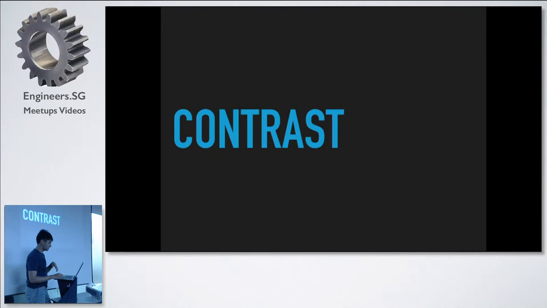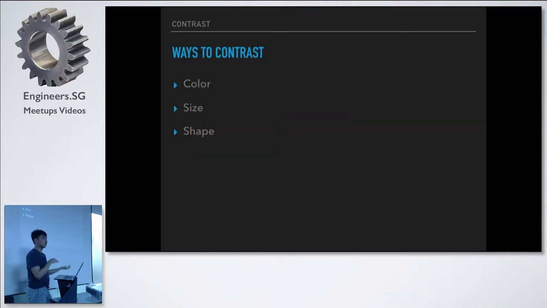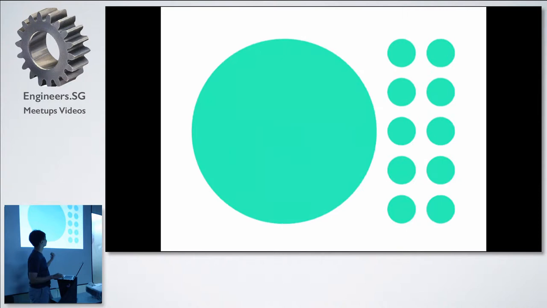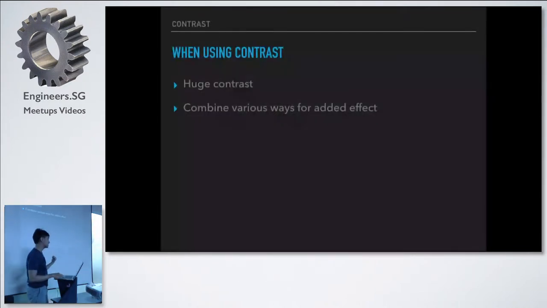And next, contrast. There are three main ways to contrast. You can contrast with color, size, and shape. The basic idea is that when you're using contrast, if something is contrasting, it will catch your attention immediately.